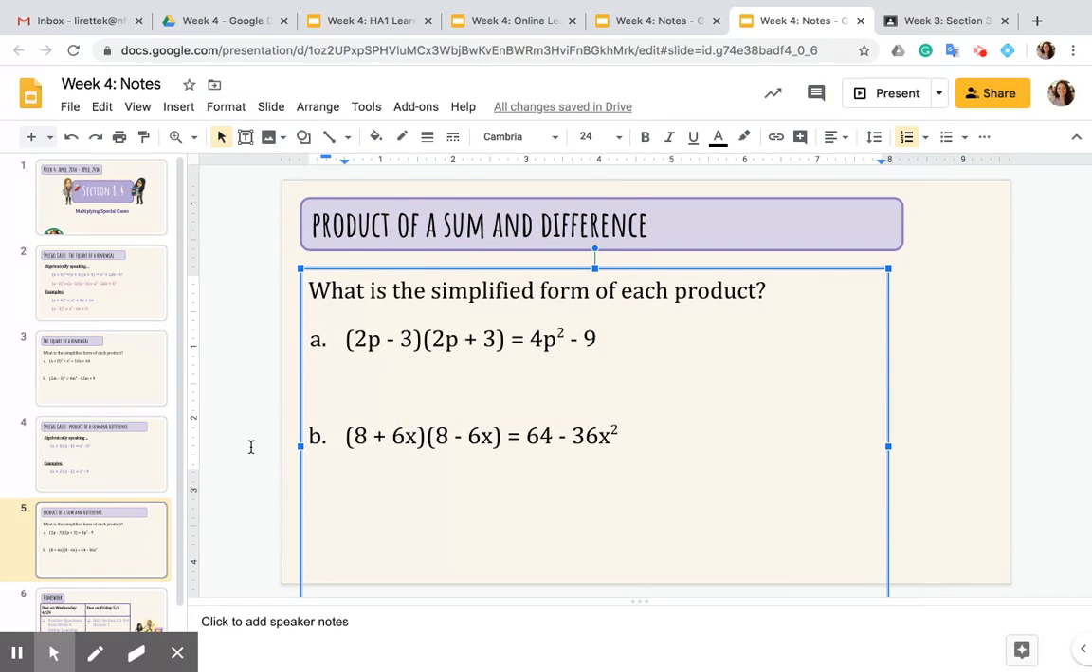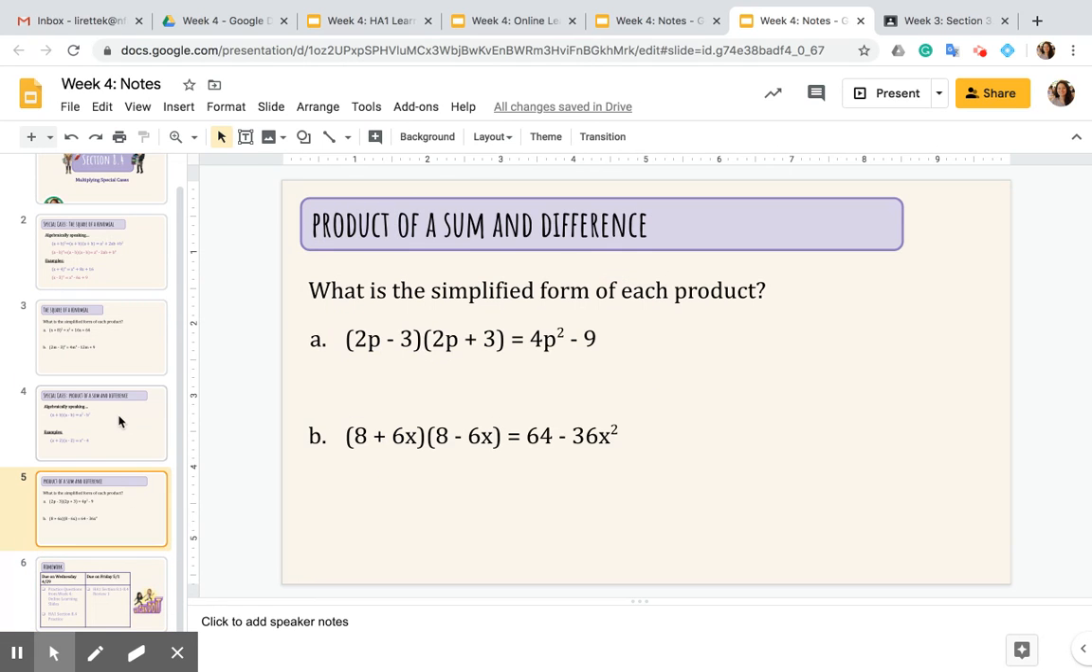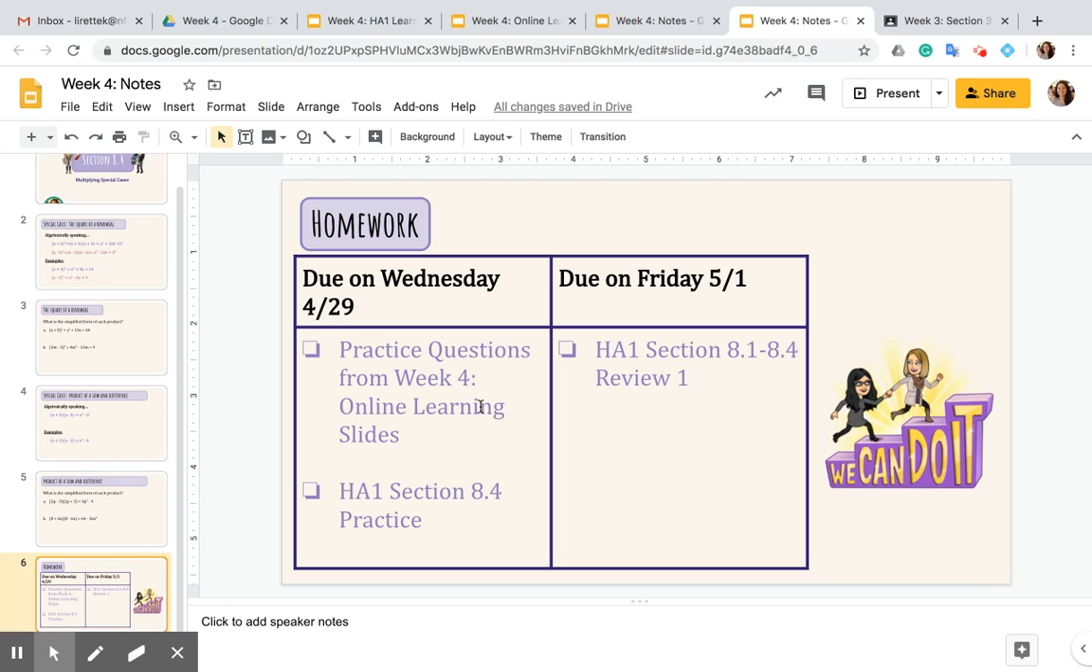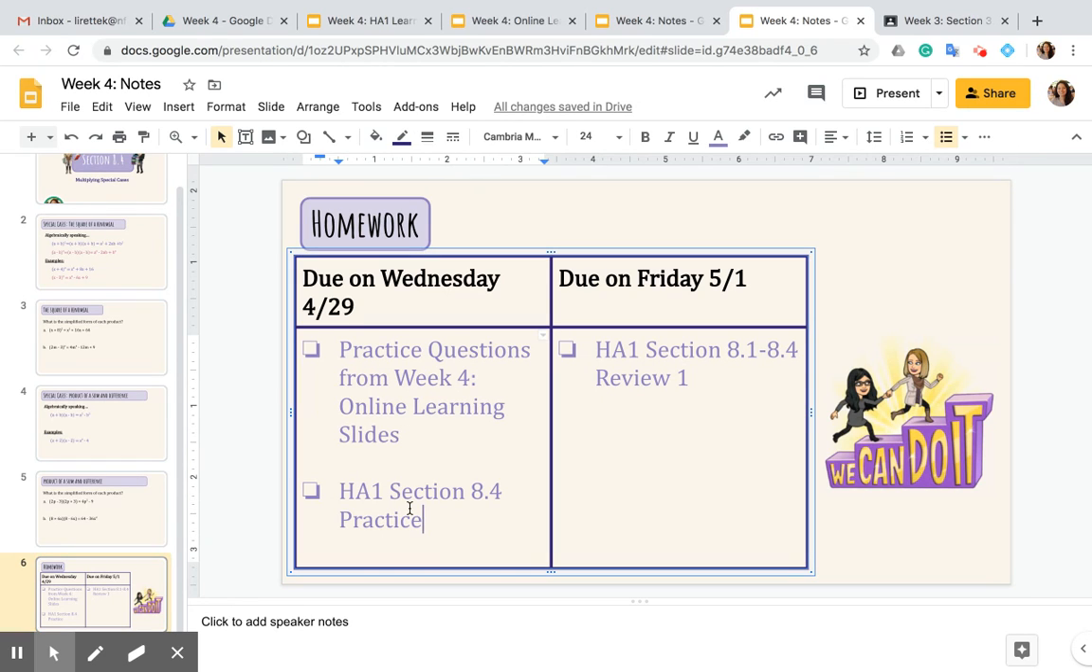And that is our lesson for this week. It is a very short and hopefully easy lesson. So our homework for this week, you're going to do your online learning slides. There's also a worksheet that goes along with it. I want you to do both of these by Wednesday.